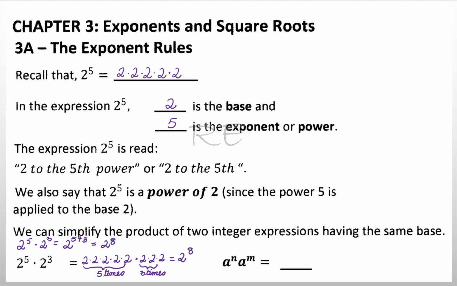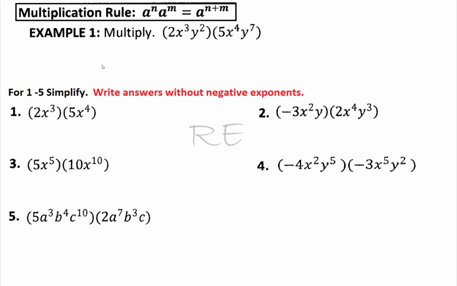2 to the 5th times 2 to the 3rd: 5 plus 3, 8. So it's 2 to the 8th. a^n times a^m is equal to a^(n+m). For example 1, we'll use commutation to rearrange the factors.